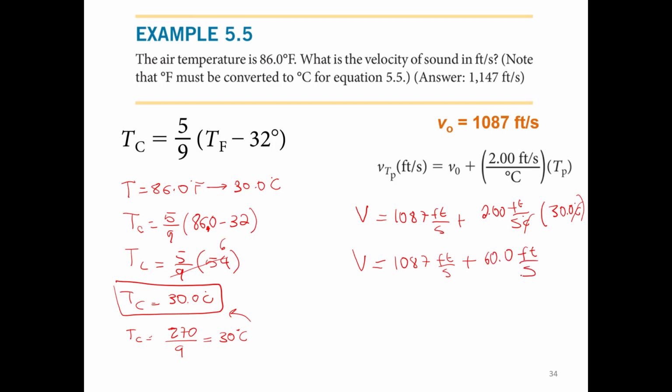feet per second. Again, we have here feet per second. We must have here feet per second. It's the only way we can add these two numbers together. And if we add these two numbers together, we have 1147 feet per second. This is the answer. Then if the temperature is not in degrees Celsius, we need to do 2 steps in order to complete the problem.